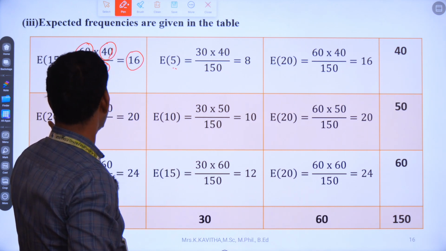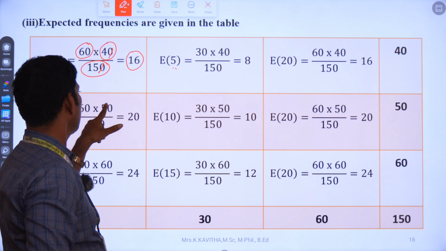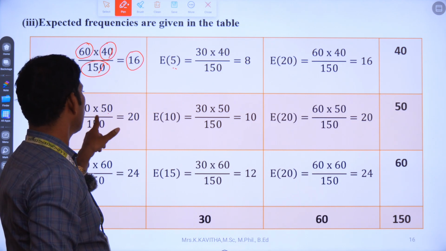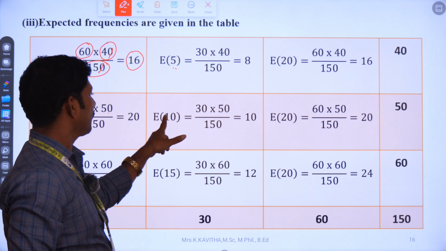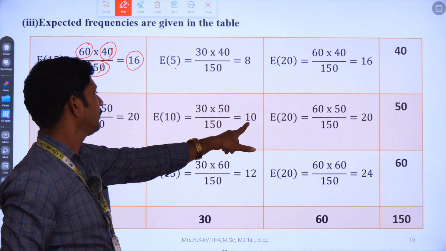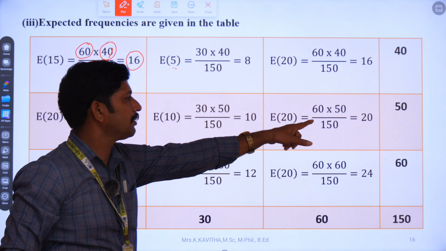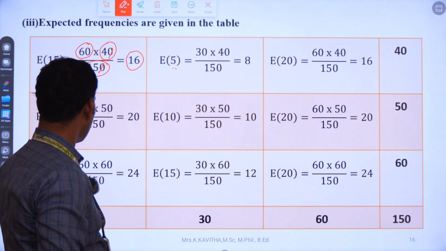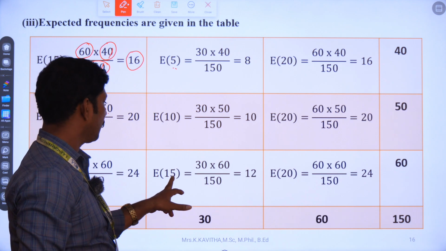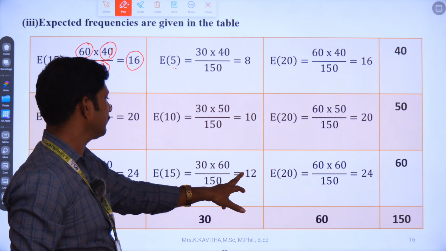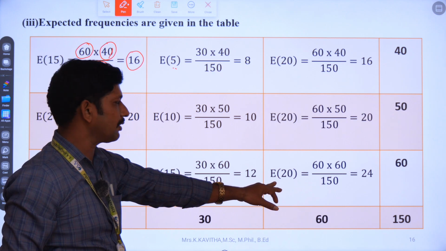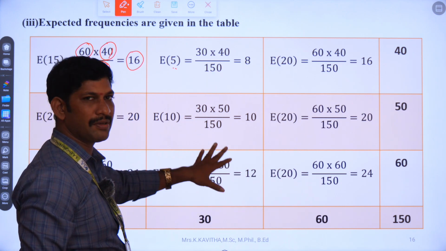The expected value for 20 is the column total into row total, divided by the total number of frequency, which is 20. The expected value for 10 also becomes 10, and the expected value for 20 becomes 20. The expected value for 25 is 24, for 15 it is 12, and for 20 it will be 24. We already know how to find these.